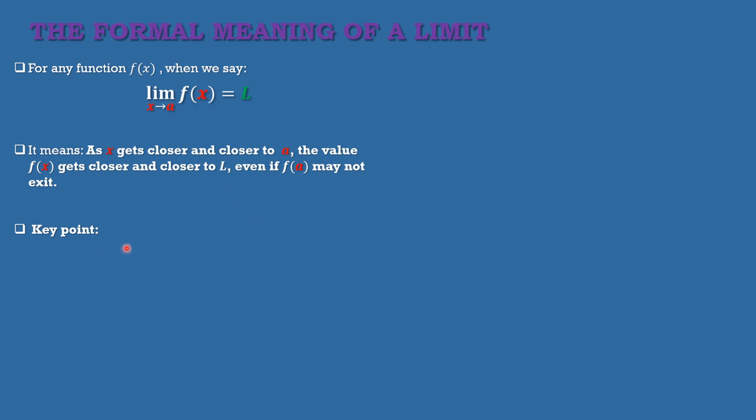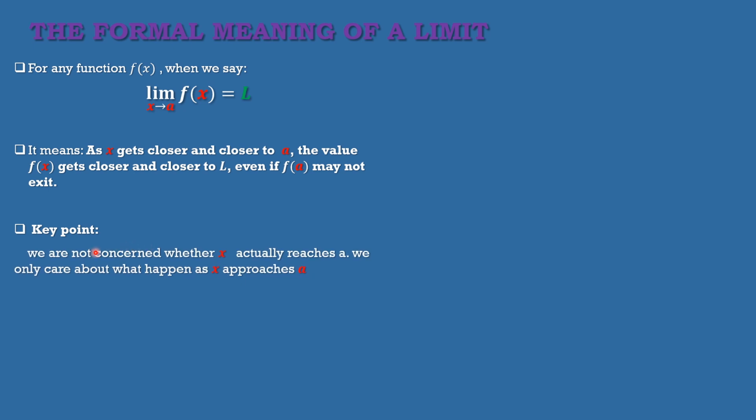So the key point which we need to understand is that we are not concerned whether x actually reaches a. We only care about what happens as x approaches a. Whether it reaches or not, our concern is what happens when x moves closer and closer to a. And from this relation, the result will be that f of x will be equal to L. That means the behavior will be L.